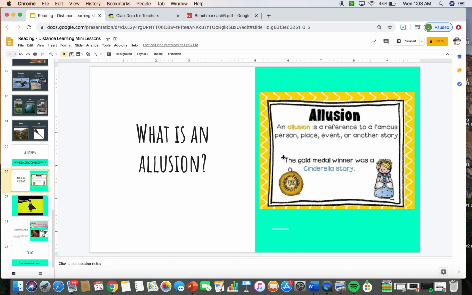So, there's an example sentence over here I want to read to you. The gold medal winner was a Cinderella story. Now, a lot of us who have been exposed to fairy tales when we were little know the story of Cinderella. Cinderella is a famous classic fairy tale that many people have read or heard of, right? So, in this sentence, the gold medal winner was a Cinderella story. We know the story of Cinderella.